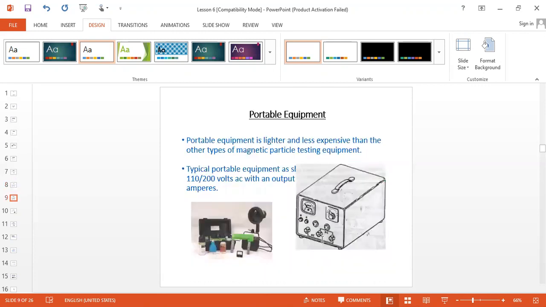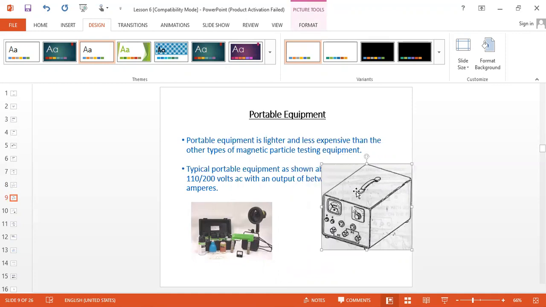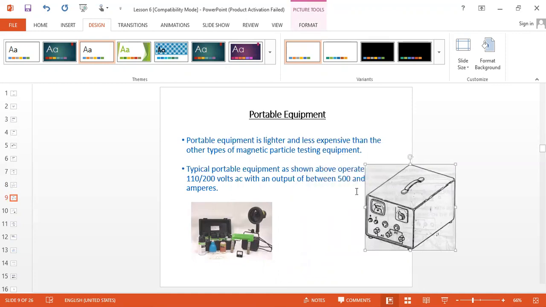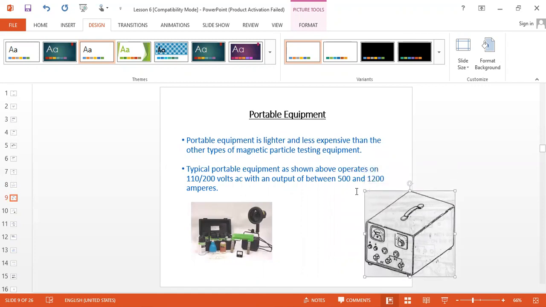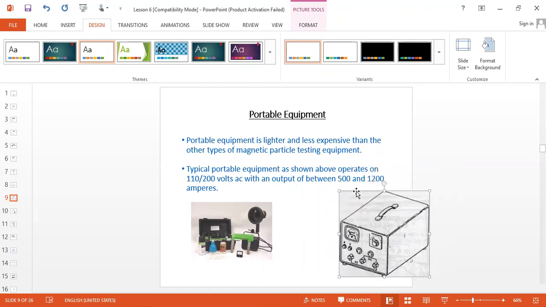Okay, then portable equipment. Portable equipment is lighter and less expensive than the other types of magnetic particle testing equipment. Typically, portable equipment, with the voltage range also shown above, operates at 110 to 200 volts and has output between 500 to 1200 amperes. Now you see again here, the portable equipment will produce current up to 1200 amps only. Also, there are yoke type machines, which come under portable equipment.